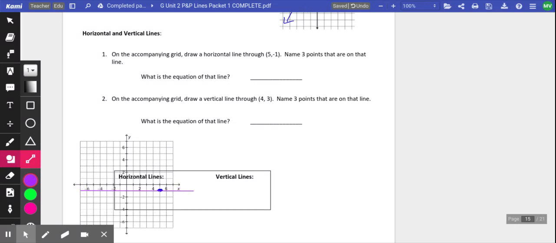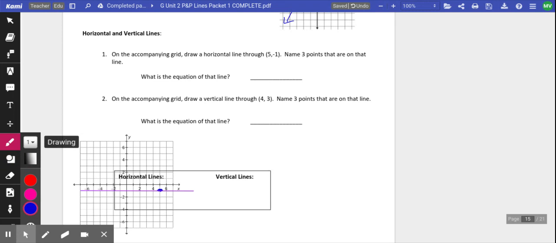That's a horizontal line. So when I look at any points on that purple line, I notice, hopefully, that all the y coordinates are -1, because this would be -5, -1. This would be -3, -1. This is 0, -1. This is 2, -1. Therefore, the equation of that purple line is y equals -1.